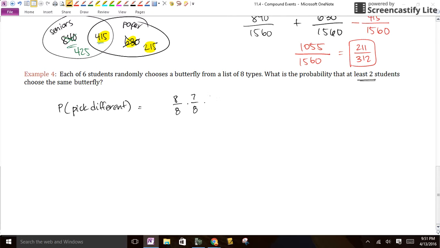And then the third kid, he's got 2 already chosen, so 6 out of 8. And how many kids are we doing? 6 kids. The next kid's got 5 out of 8, and then 4 out of 8, and then 3 out of 8. You would multiply all that together. That's the chance that they all pick different. By the way, that could be done also with a permutation.